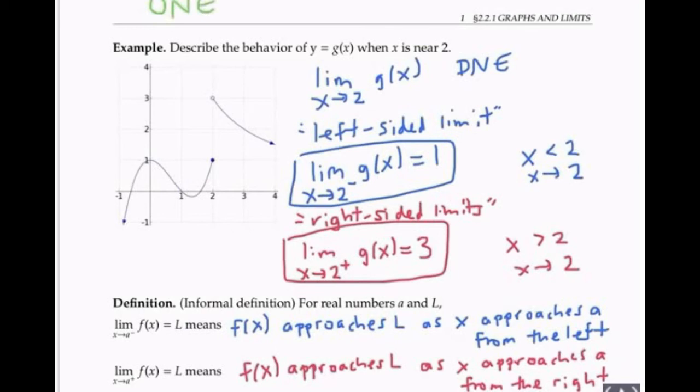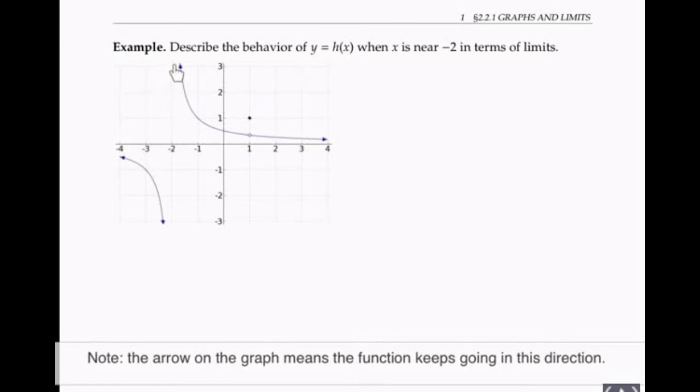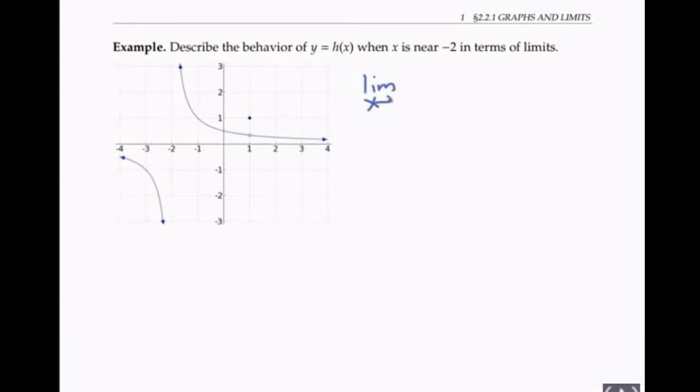In this last example, let us look at the behavior of y equals h(x), the graph in blue, when x is near negative 2. As x approaches negative 2 from the right, the y values are getting arbitrarily larger than any real number we might choose. We can write this in terms of limits by saying the limit as x goes to negative 2 from the right of h(x) is equal to infinity. As x approaches negative 2 from the left, the y values are getting smaller. In fact, they go below any negative real number we might choose.